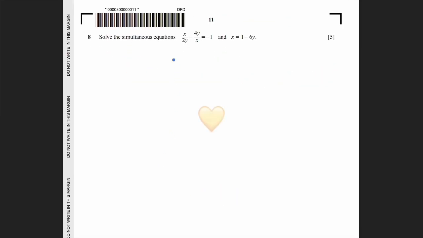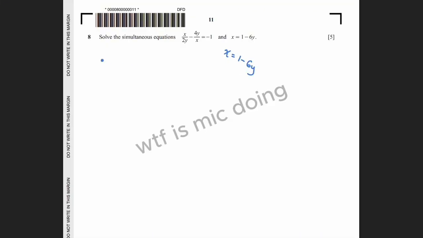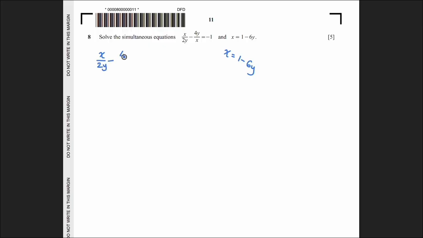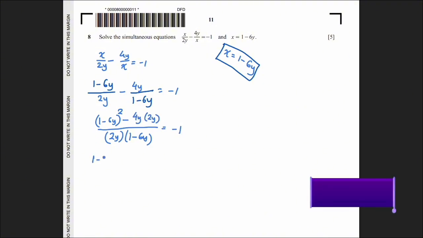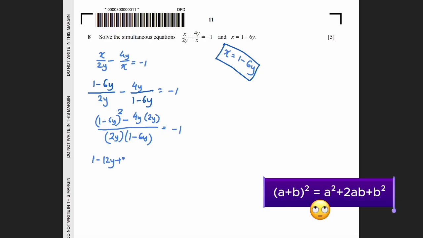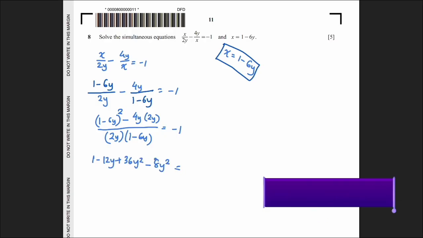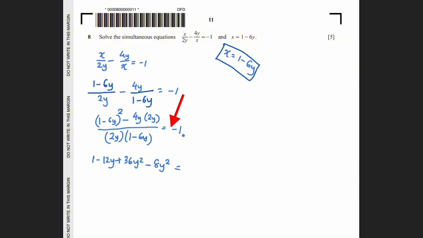Okay, simultaneous equation. Oh man, I miss these a lot. Actually, not really, I hate these. x equal to 1 minus 6y, and here is x over 2y, 4y over x, and this. We will substitute the value of x over here. So let's combine the denominators, and we have to multiply this over there and multiply this over there. We break this down using the formula that I'm showing again, for the 1000th time in the video, on the screen, and we take the denominator and multiply it over there.